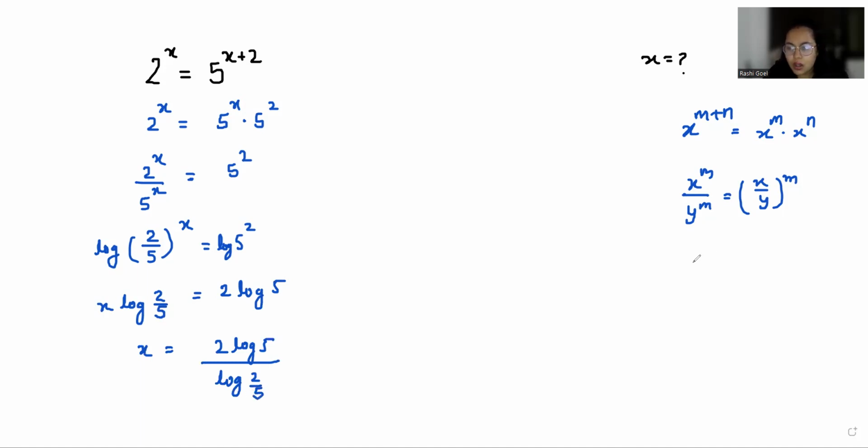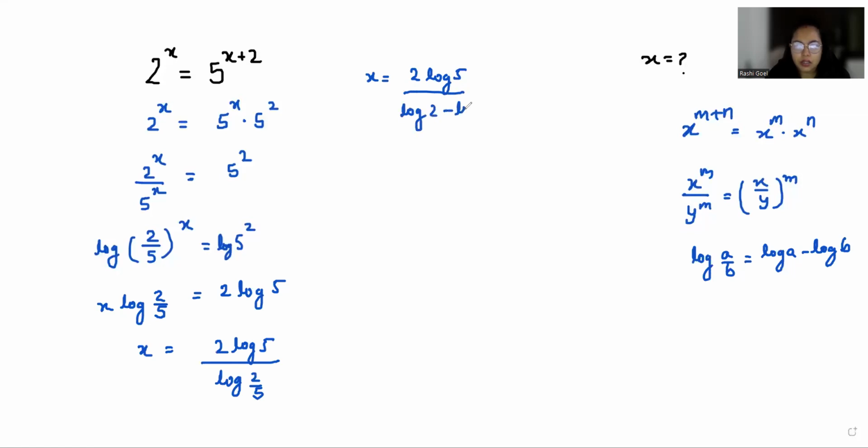According to the log rule, log(a/b), we can write it as log a minus log b. So x is equals to 2 log 5 by (log 2 minus log 5). So now if you remember the values of log, you can put it. The value of log 5 is 0.6989, while the value of log 2 is 0.3010. So let's put the values.